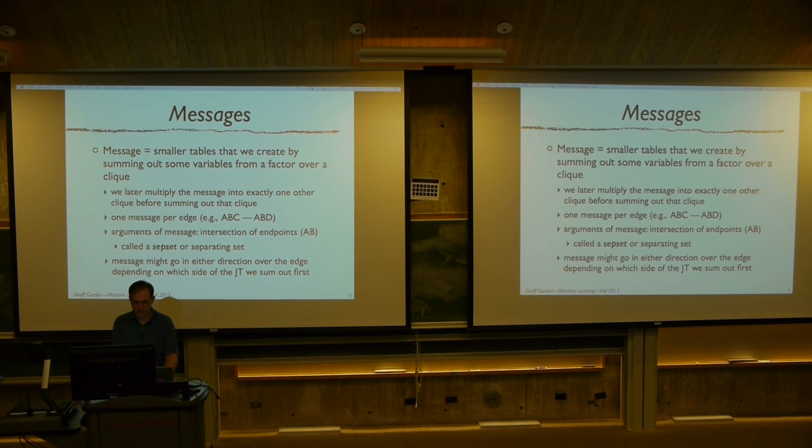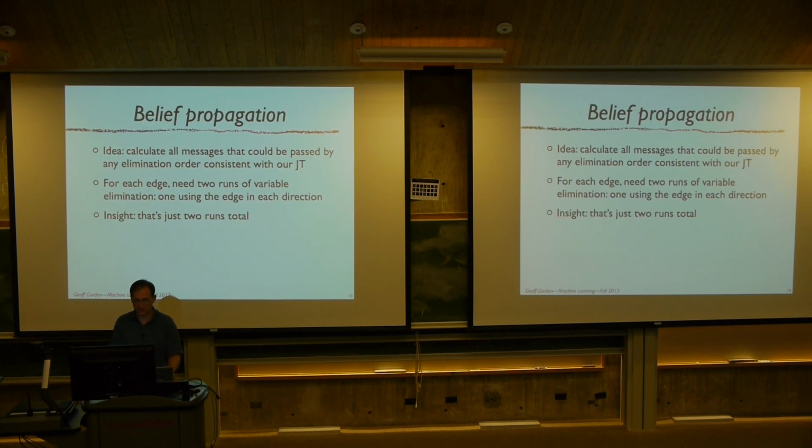All right, so that is an insight that gets us to what's called the belief propagation algorithm. So there are all of these different elimination orders. What if I went and calculated all of the messages that any one of them could ever pass? And because I just showed that if there are n edges in our junction tree, there's only going to be 2n of these possible messages, I can hopefully do that much faster than all of the possible runs of variable elimination. So that's the secret behind belief propagation: for each edge, we need 2 runs of variable elimination, one that goes in that direction and one that goes in that direction.